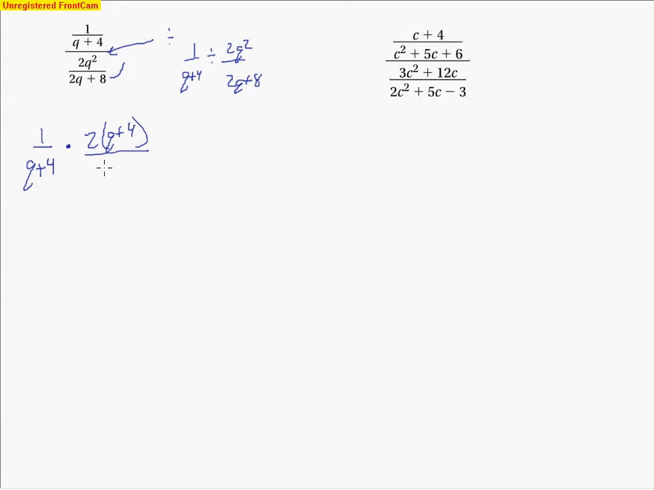Down below, 2q squared. And so what will cancel is the q plus 4s. We also have a 2 canceling out, so we'll cancel that out, and let's see what's left over here. So what we've got is the 1 on top still, and we've got a q squared, and that's it.